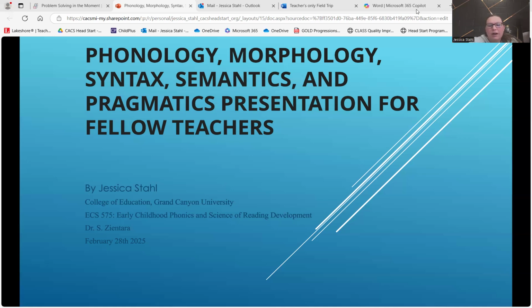The next thing is morphology. Morphology is the study of meaningful units of language and how they are combined in word formation. So morphology is a breakdown of words into parts. The broken down words help us decode, spell, and understand the meaning of words. The English language has many words that are similarly spelled, for example, affect and effect.